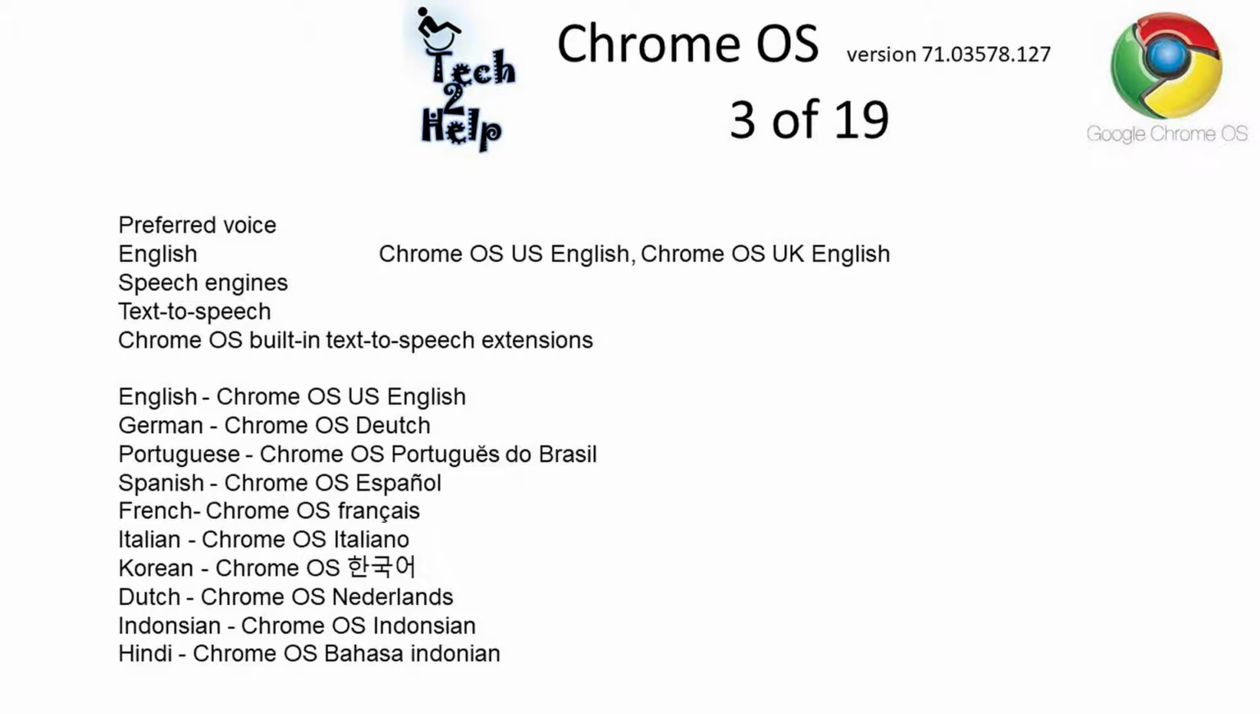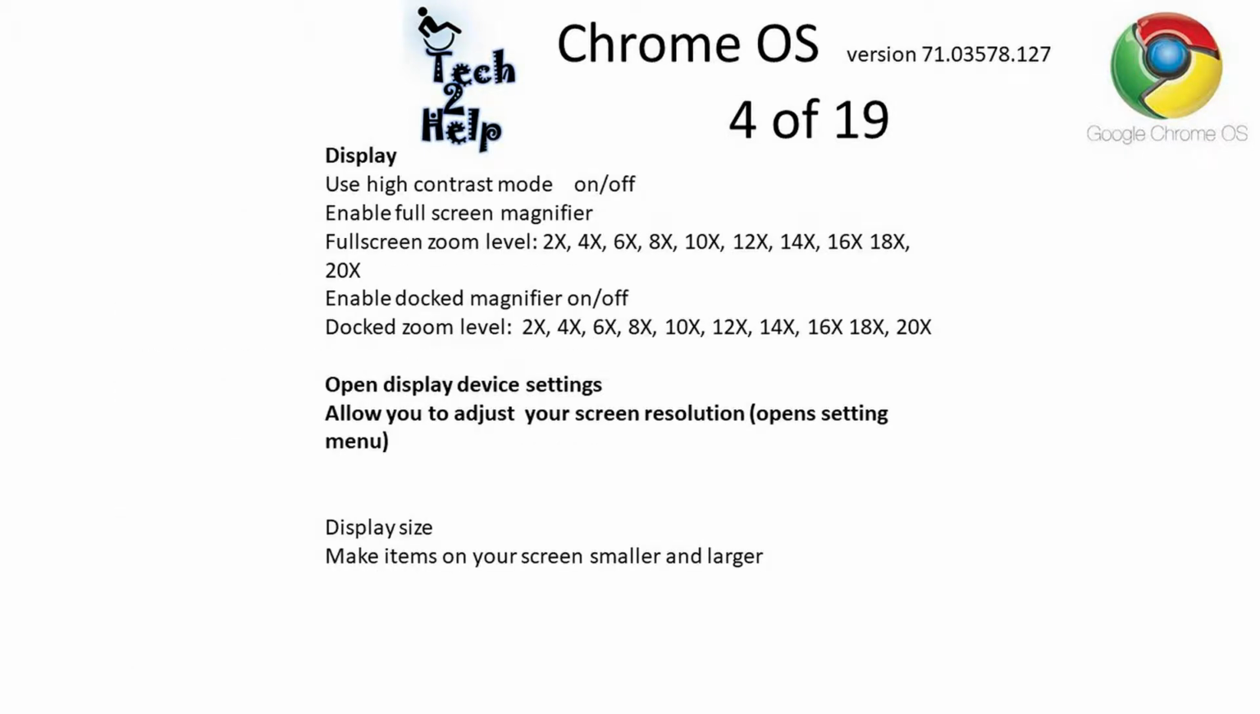English, Chrome OS US English. German, Chrome OS Deutsch. Portuguese, Chrome OS Português do Brasil. Spanish, Chrome OS Español. French, Chrome OS Français. Italian, Chrome OS Italiano. Korean, Chrome OS. Dutch, Chrome OS Nederlands. Indonesian, Chrome OS Bahasa Indonesia. Hindi. Chrome OS version 71.0.3578.127, 4 of 19. Display. Use high contrast mode on, off.